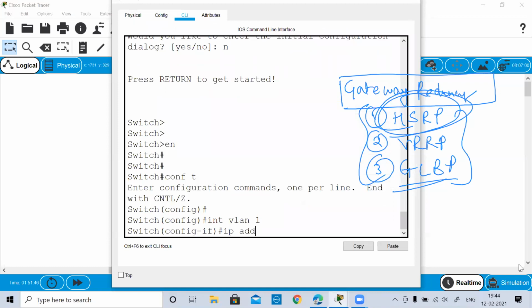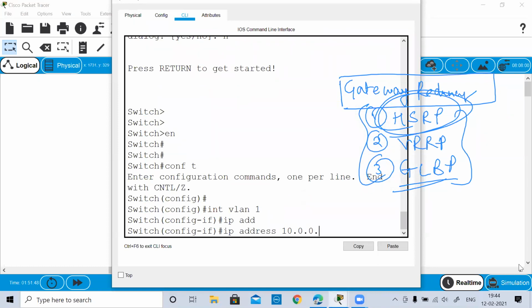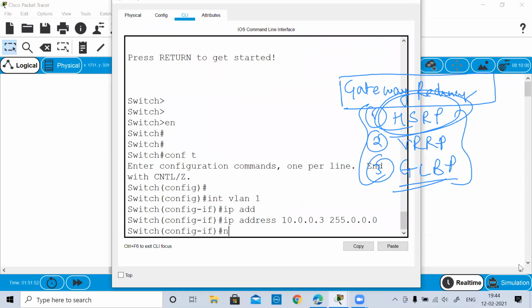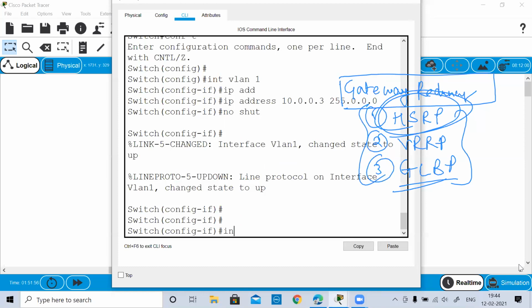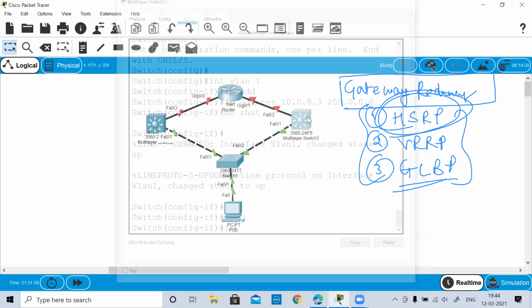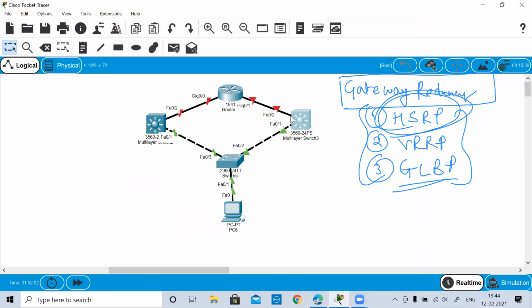Give an IP 10.0.0.3 with the IP no shut, don't forget to put that. And again on the other interface, which was your FastEthernet 0/1, or sorry 0/2, I want to make it as no switchport. So this is a 20 network and this I will create as a 30.